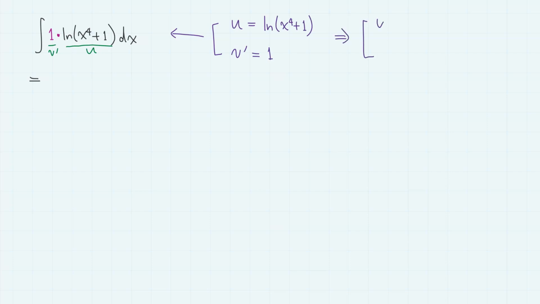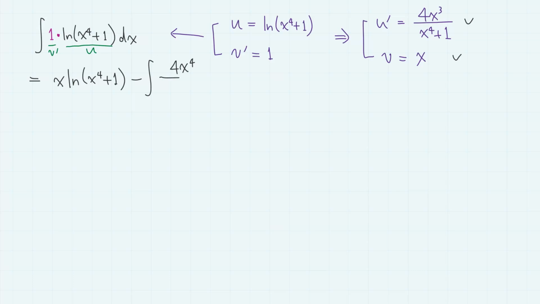Then we have u prime equals 4x^3 divided by x^4 + 1 and v equals x. Therefore, we have uv, x ln(x^4 + 1), minus the integral of u prime v. So if you multiply this and this, the numerator becomes 4 times x^4. So this is divided by x^4 + 1.